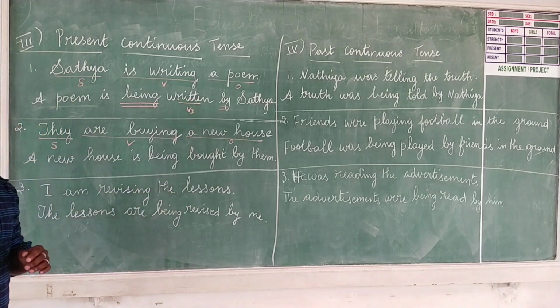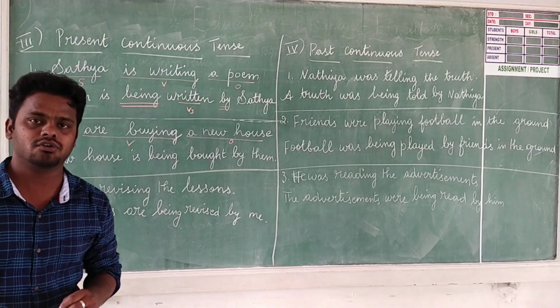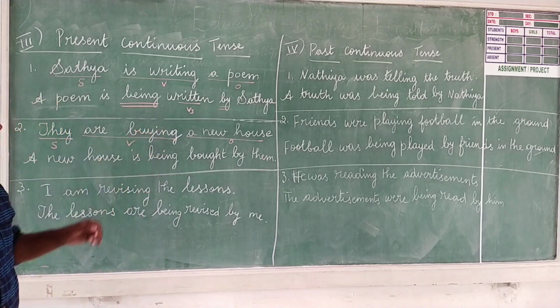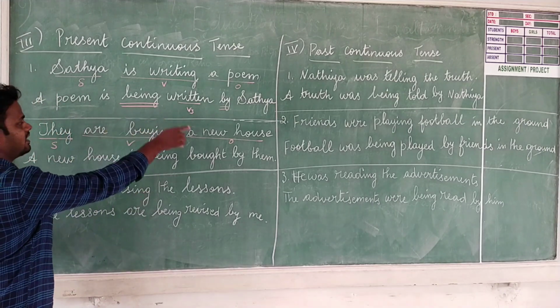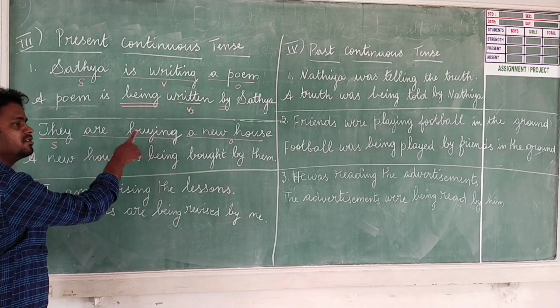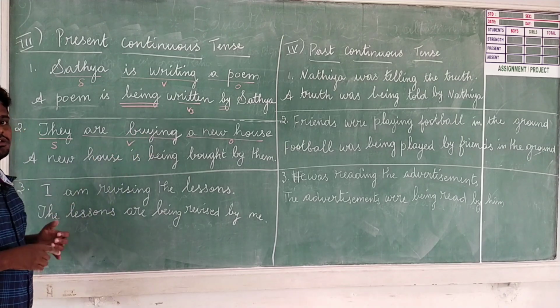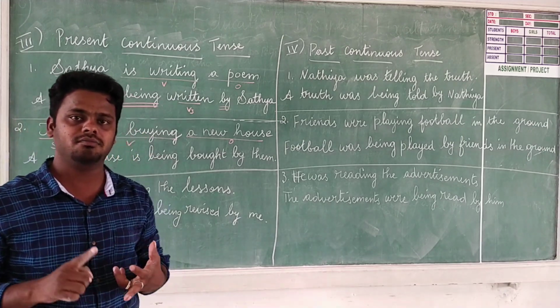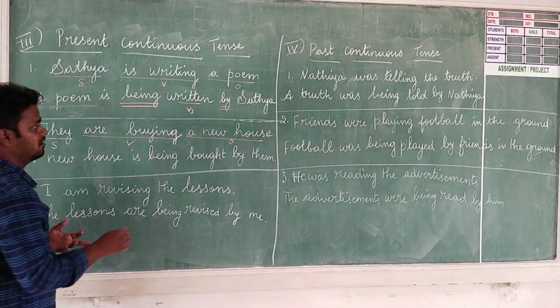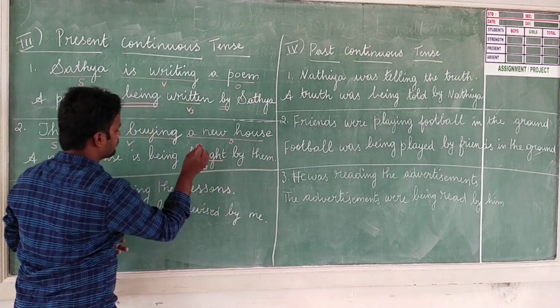The first form is write, second form wrote, and the third form is written. So similarly, in this sentence, the main verb is buying. So actually the root word is buy. So buy what? Bought. So bought is the V3 form of the verb. So we are adding V3 form here.